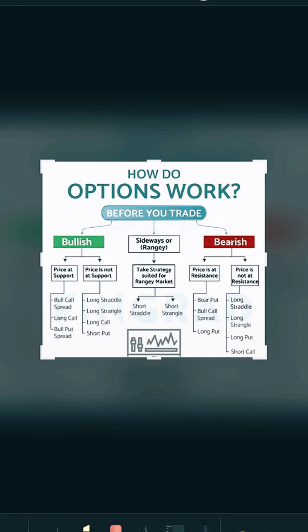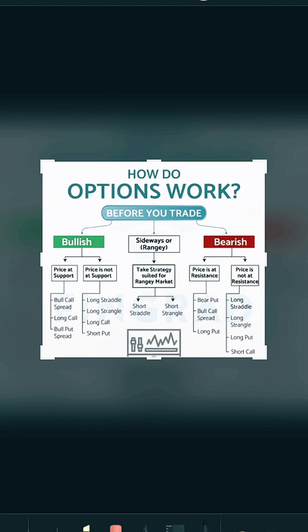You feel me? So you're bullish, let's say price is at support. Remember, support is when the price is bouncing off of the floor. The floor would be support. So whenever price is down at the bottom and it won't go any lower than that, and it keeps hitting that spot down there, you can do a bull call spread, a long call, or a bull put spread. If price is not at support, these strategies work: long straddle, long strangle, long call, short put.